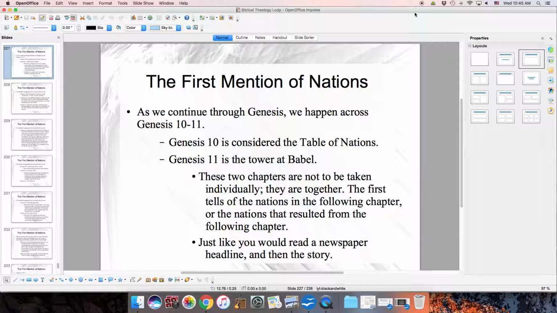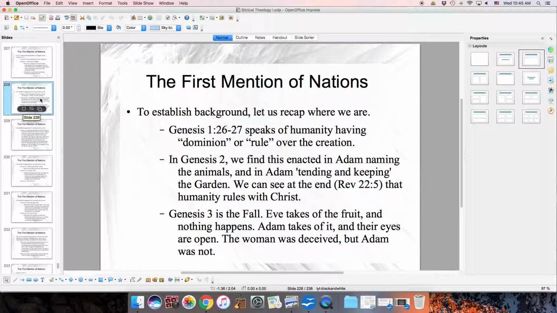The first tells of the nations in the following chapter, or the nations that resulted from the following chapter. Either or, right? So all of the peoples come together at Babel, and then they're dispersed. Well, were they together at Babel, or did they get dispersed through, as these patriarchs would show? It's just like you would read a newspaper headline and then the story. Okay? So to establish background, let us recap where we're at.